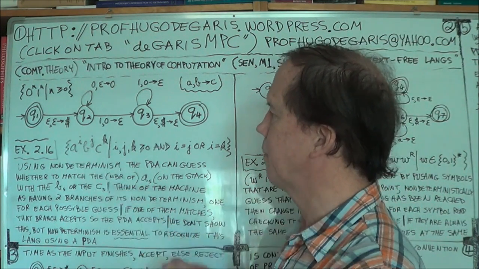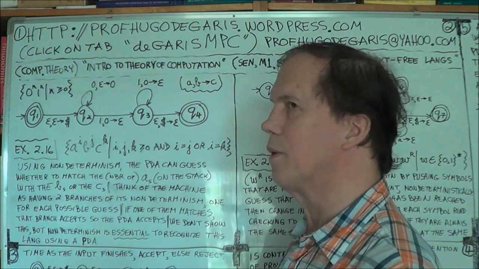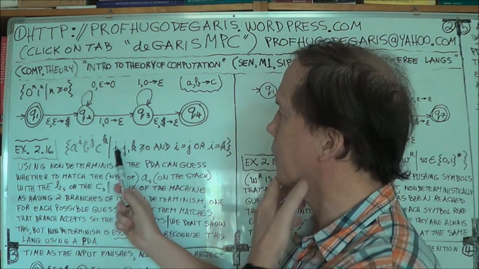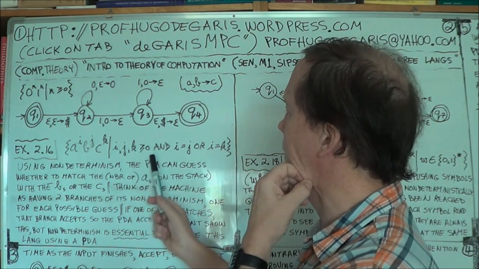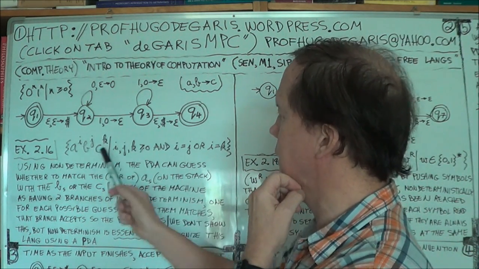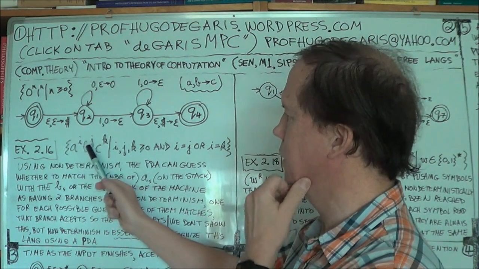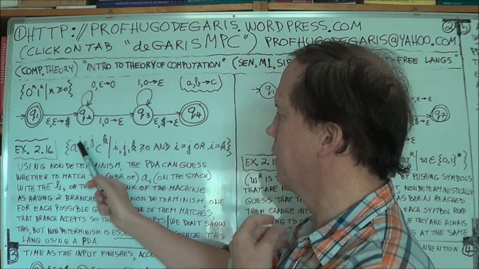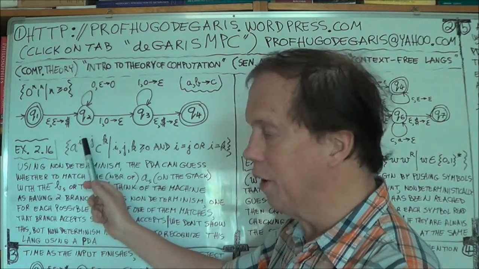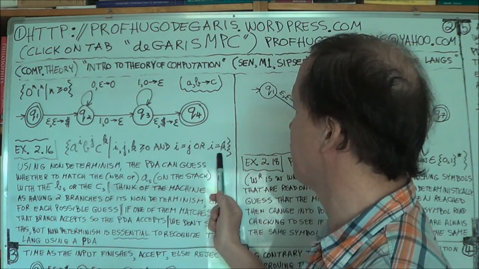Okay. So you're to recognize this language. i, j, and k are non-negative integers. And you've got an extra condition that this integer i is equal to j, or i equals k.